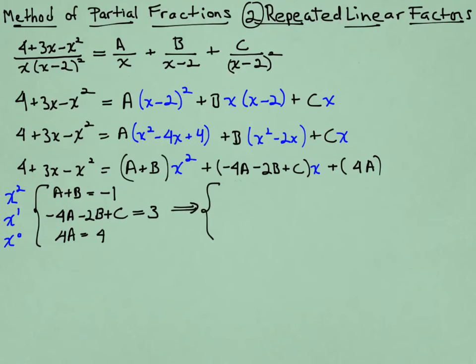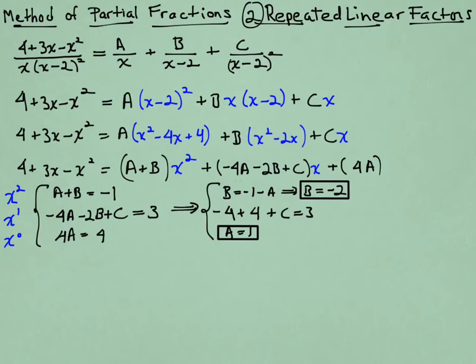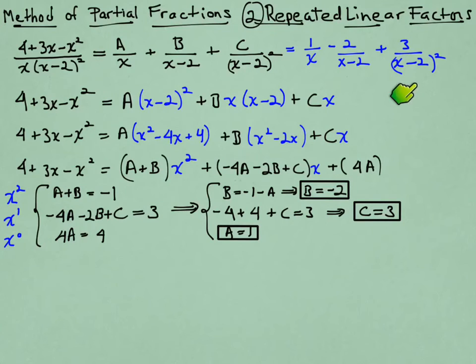From that equation, we can quickly get that a has to be equal to 1. I can substitute that into the first equation to solve for b, and I get that b is equal to minus 2. And then subbing that into the third equation, or the middle equation rather, I can solve for c, and I can find that c is equal to 3. Then we go up to the top again here, and we put those values in. A is 1, so 1 over x. B is minus 2, so minus 2 over x minus 2. And c is 3, so that third term, the repeated term, gets a 3 in the numerator.